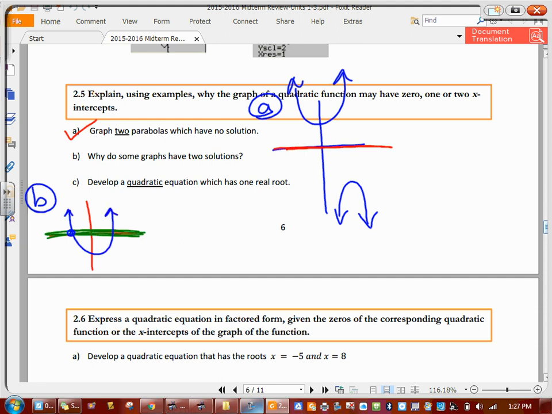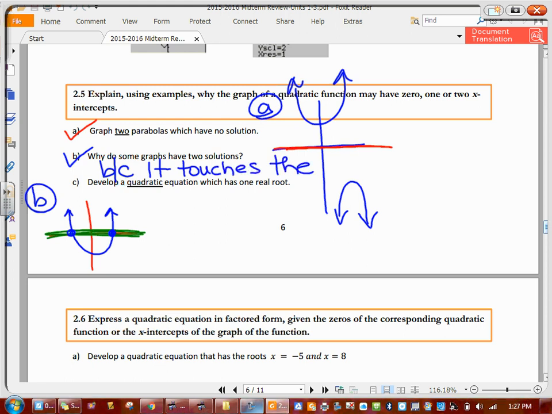So why do some have two solutions? Because they touch x twice. That's all. So if you want to write it, B is because it touches the x-axis twice. That's why it has two solutions. It's all about touching the x-axis.